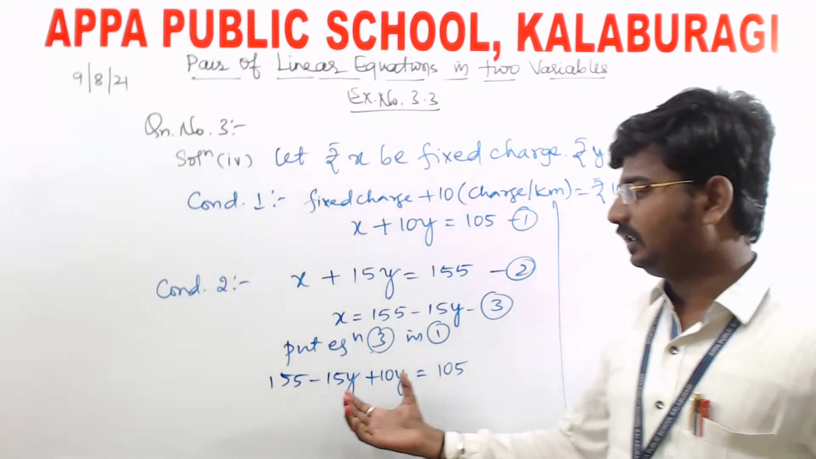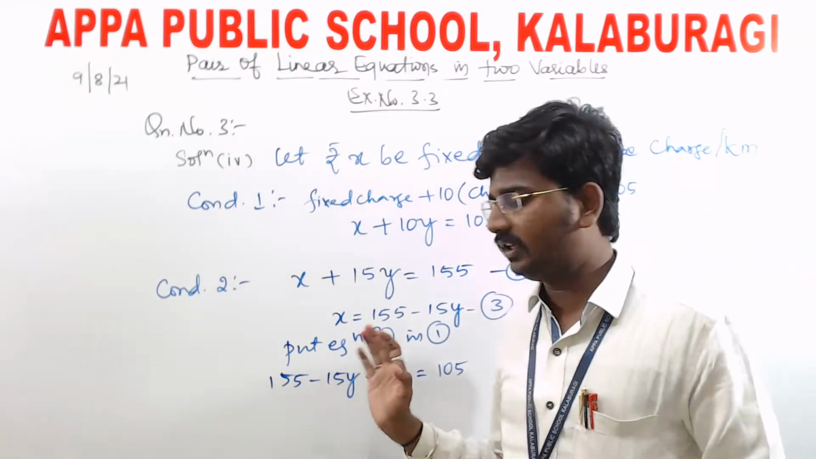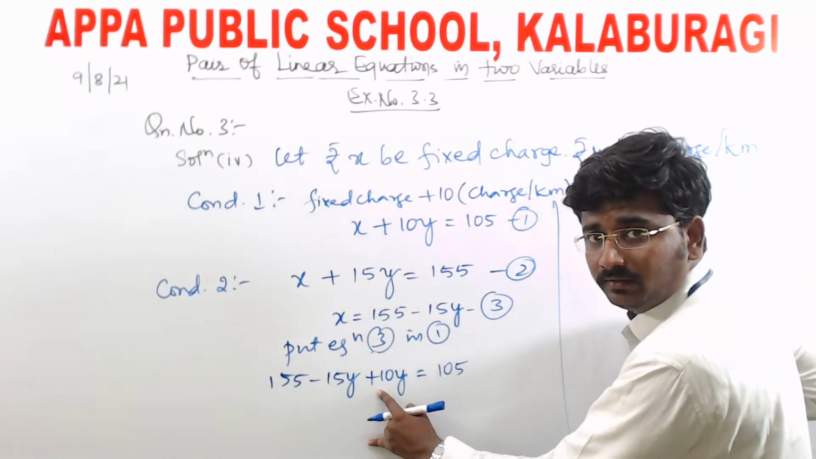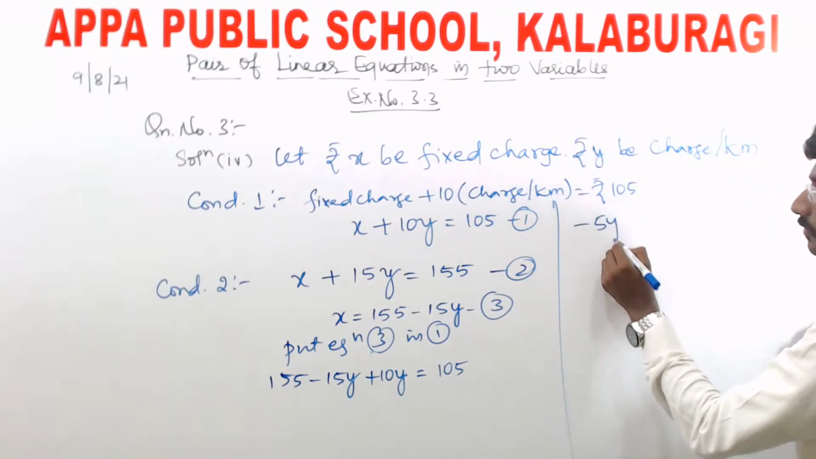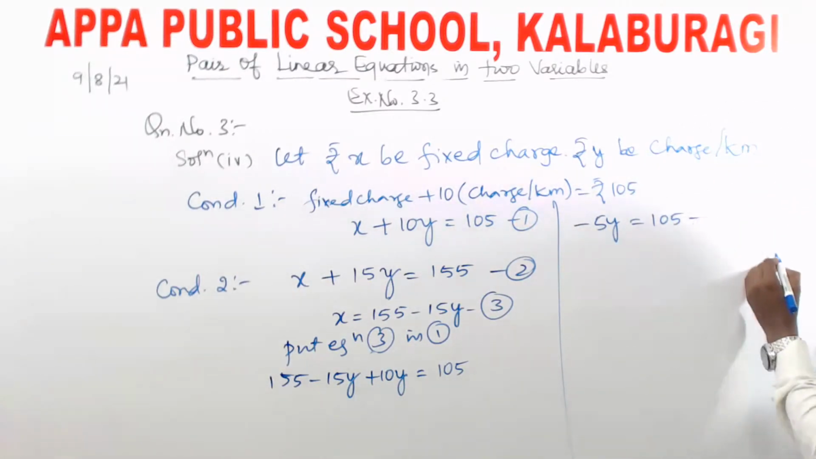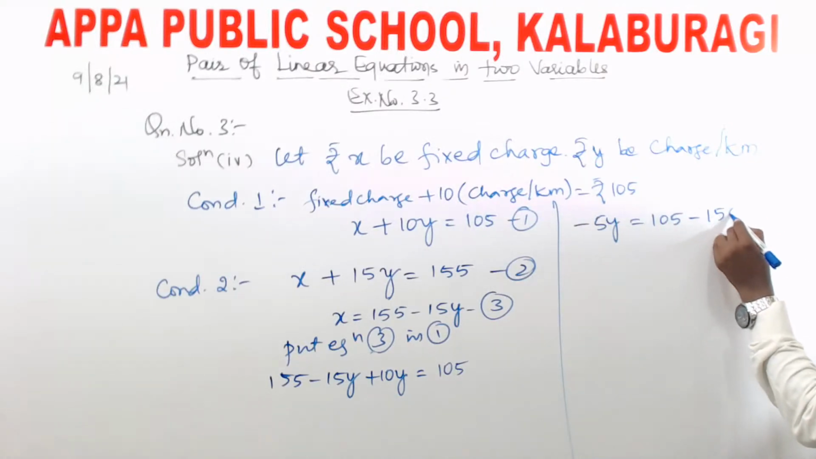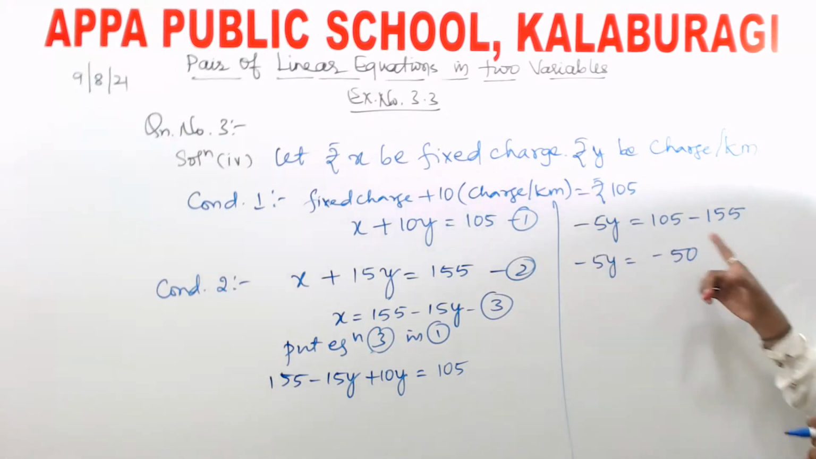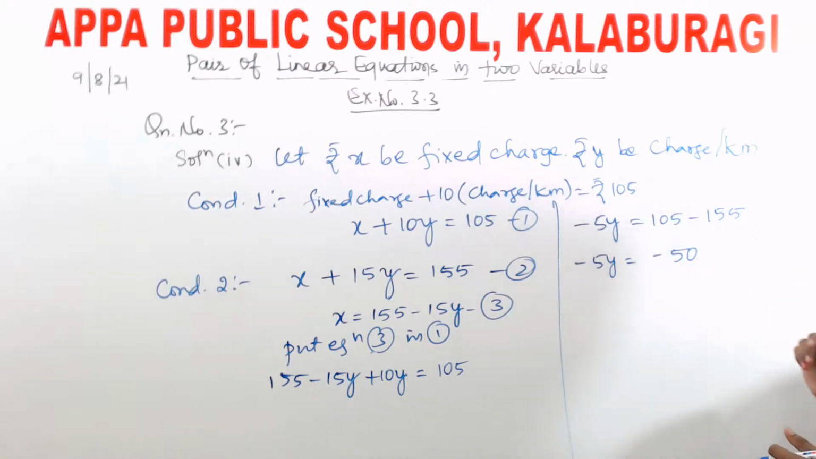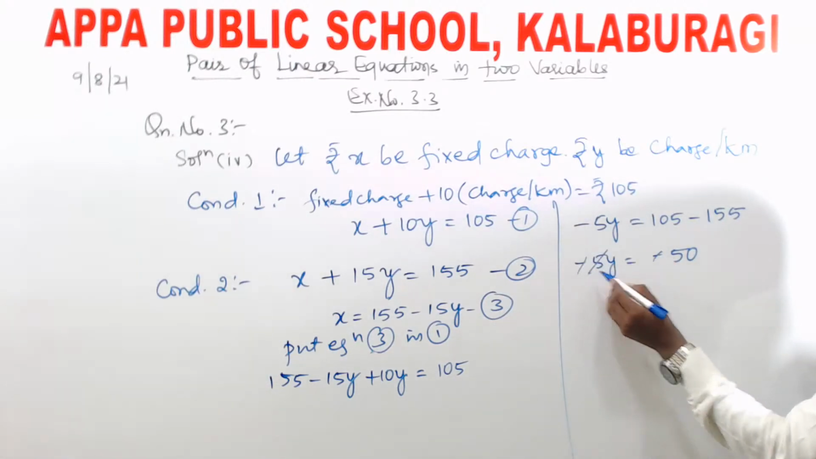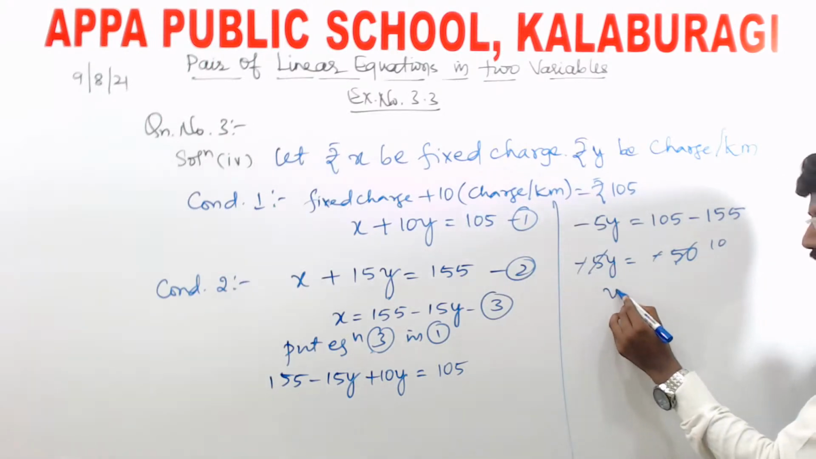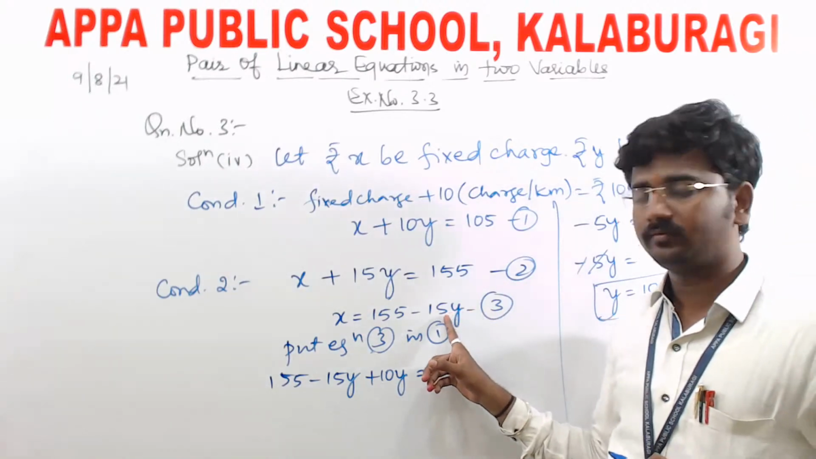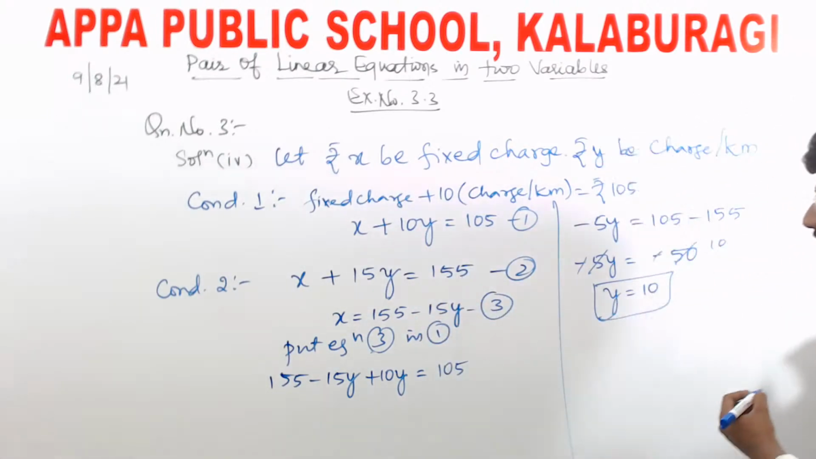Now the unknown term, the value which I have to find, either x or y, I will always keep on the LHS side. The remaining I will take to the RHS. Now what is minus 15 plus 10? It is minus 5. So minus 5y is equal to 105 minus 155. So this would be minus 5y equal to minus 50, because minus 155 plus 105 is minus 50. Minus minus cancel. 5 ones are 5, 5 tens are 50. Value of y is 10. Then I can substitute either in equation 3 or wherever. Put y in equation 3.